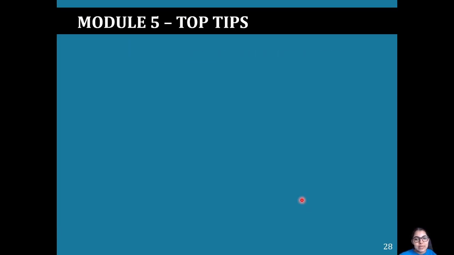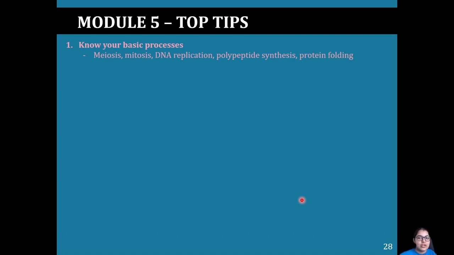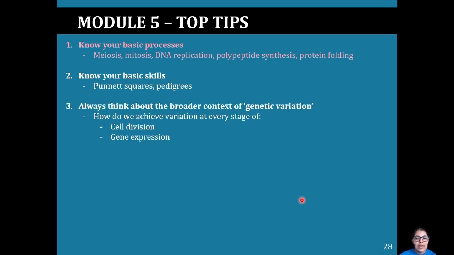So, top 5 tips for Module 5. Know your processes. Those processes of meiosis, mitosis, DNA replication, polypeptide synthesis, they're all super important. Also know your basic skills, so how to draw Punnett squares and pedigrees.